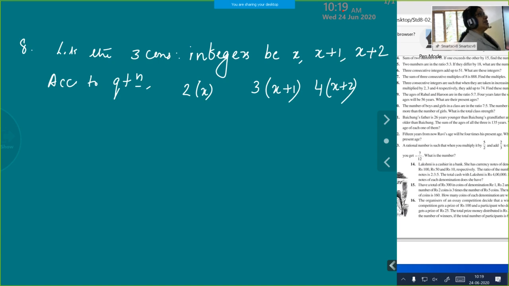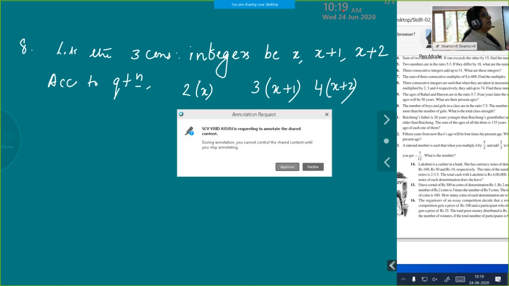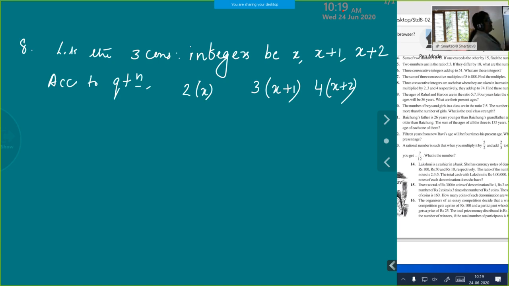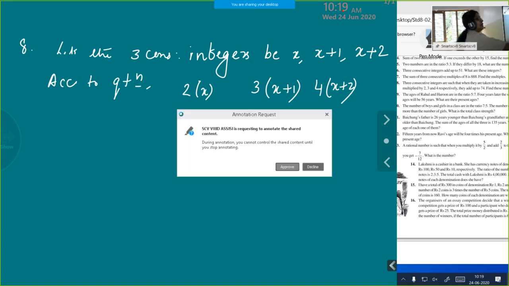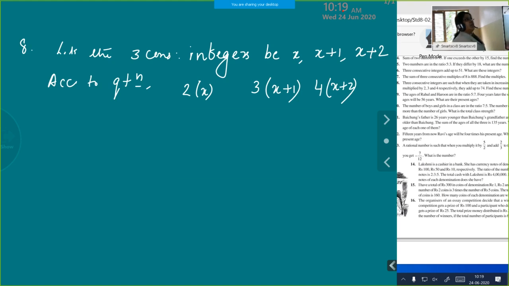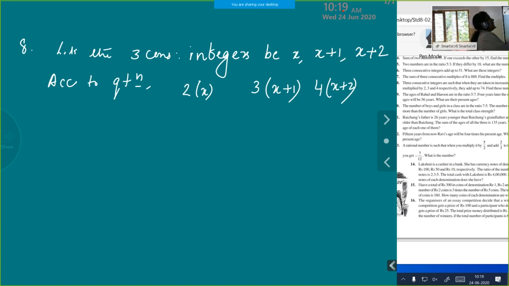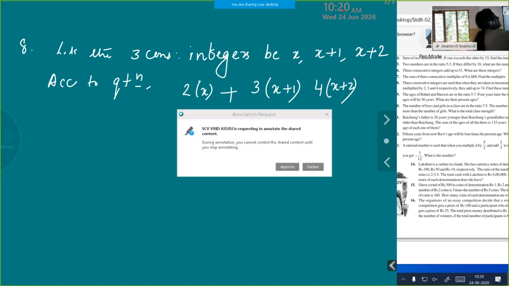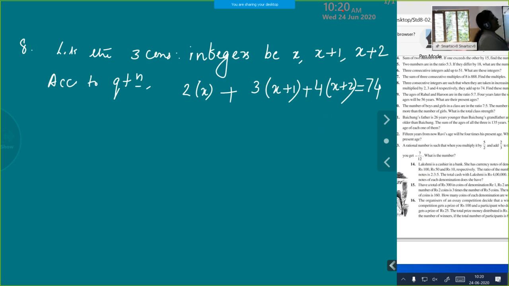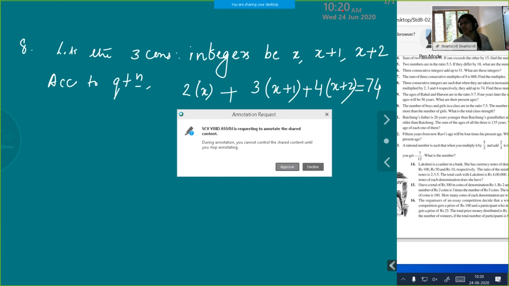It's a kind of translation, so you translate each and every word expression to a mathematical expression. I took the three numbers x, x plus 1, x plus 2. For the increasing order, it is already written, and these numbers are multiplied by 2, 3 and 4. It is added up to 74, so plus is equal to 74. The sum is 74.